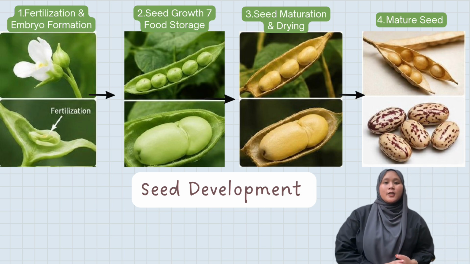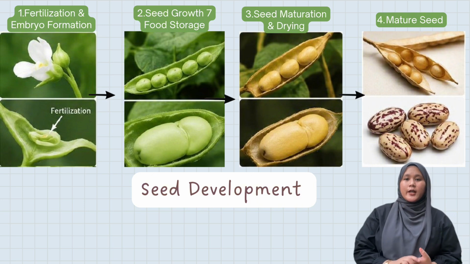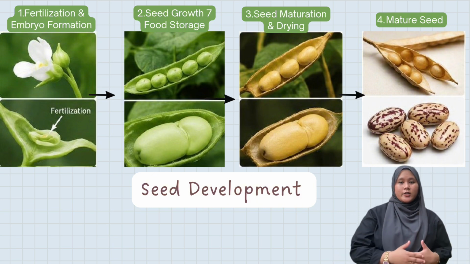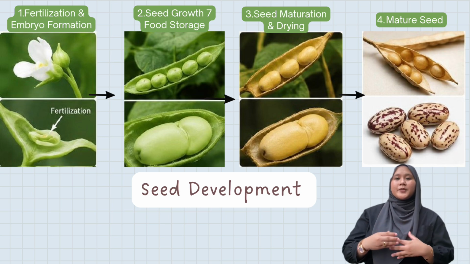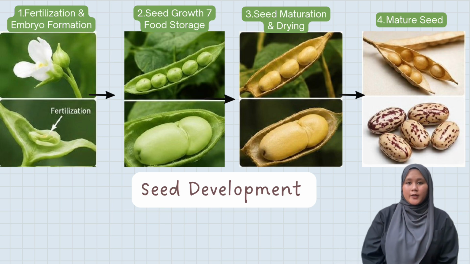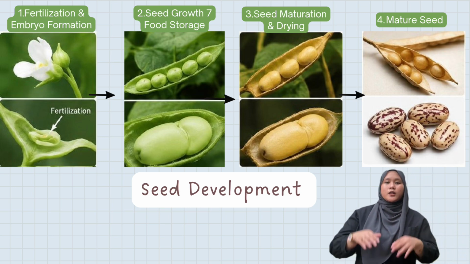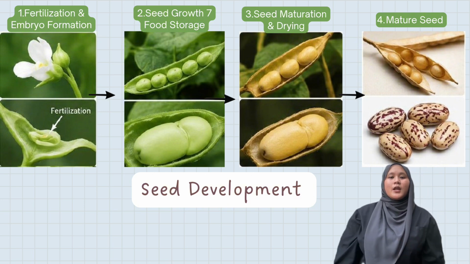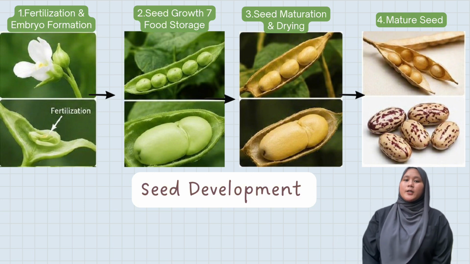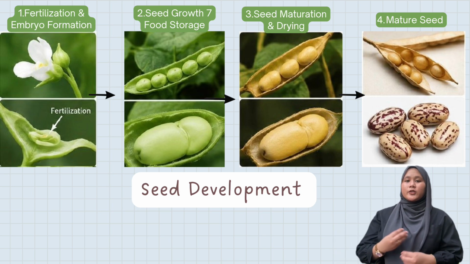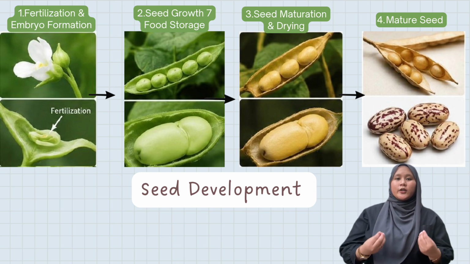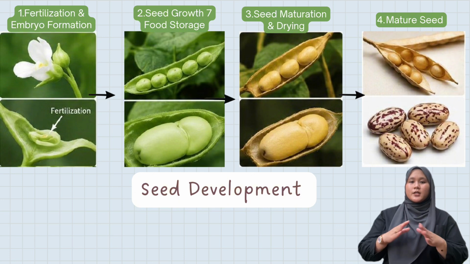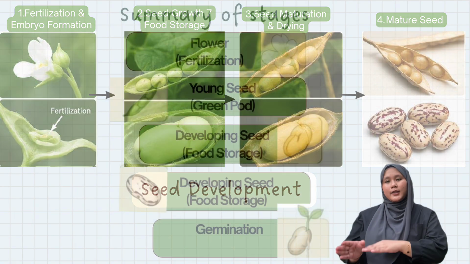Phase 3 is seed maturation and drying. The seed undergoes controlled dehydration. It loses a massive percentage of its water content. Its metabolism slows down dramatically to enter a dormant state. In phase 4, we have the mature seeds. The pod dries completely and contains hard, stable, viable seeds that are ready for disposal, storage, or planting.